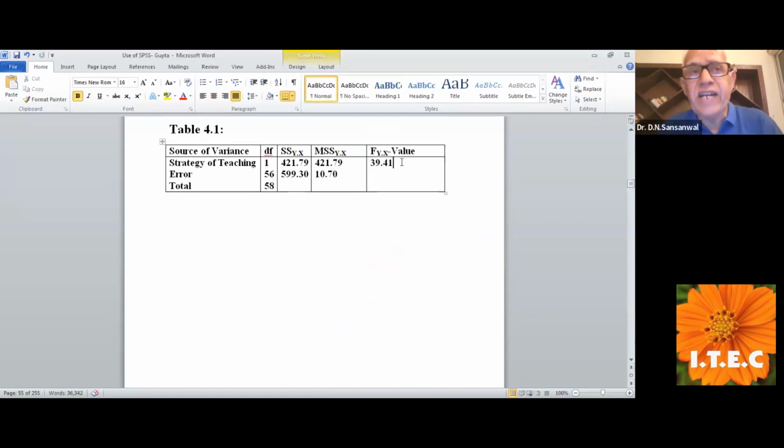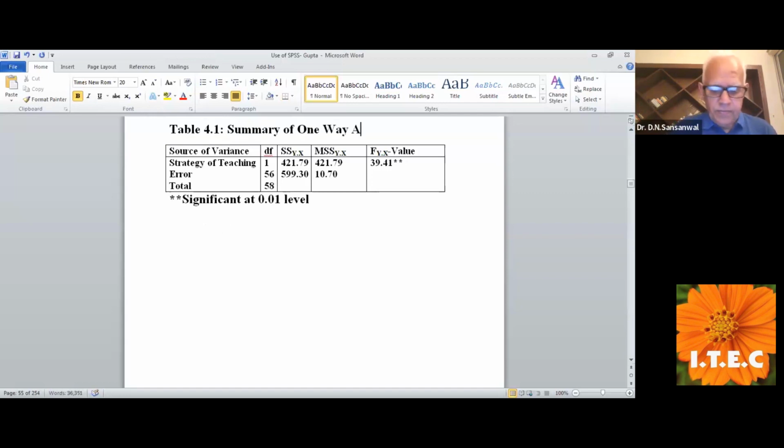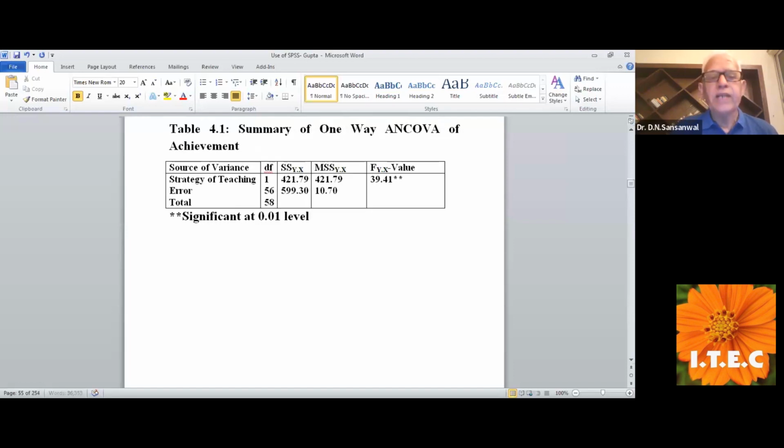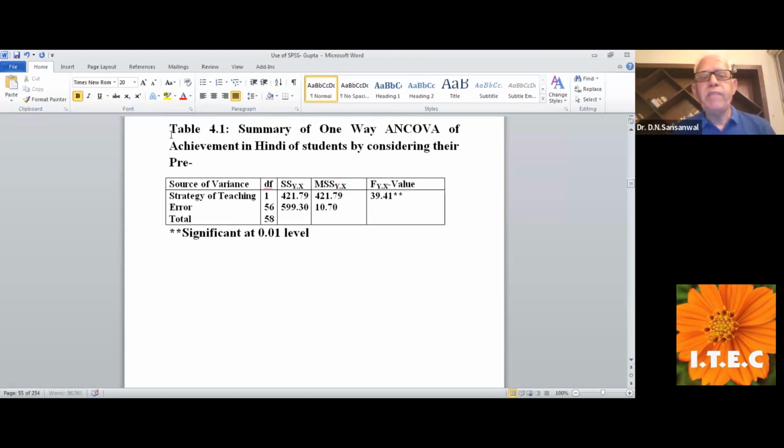And now this value is significant at 0.01. So I can put the double star, and below this I can put double star, and I can say significant at 0.01 level. And then here I say summary of one-way ANCOVA of achievement in Hindi of students by considering their pre-achievement in Hindi as covariate.